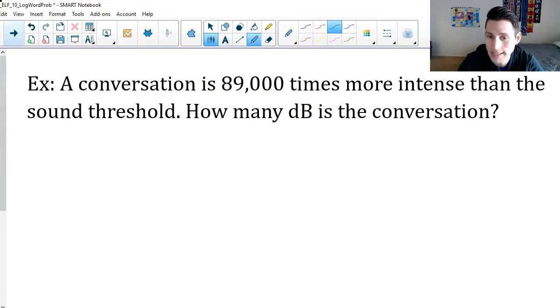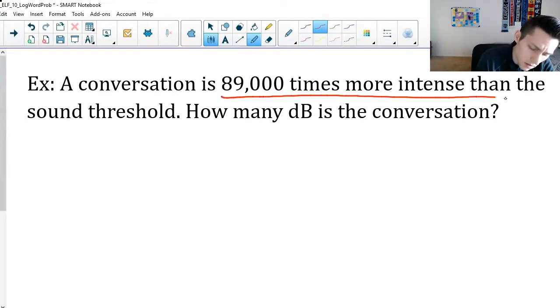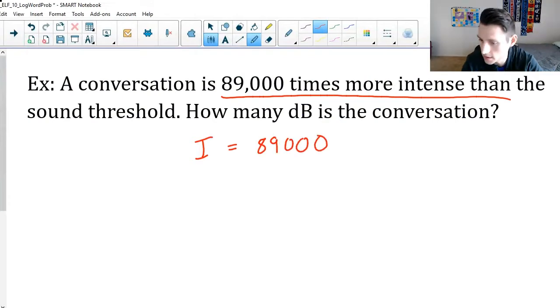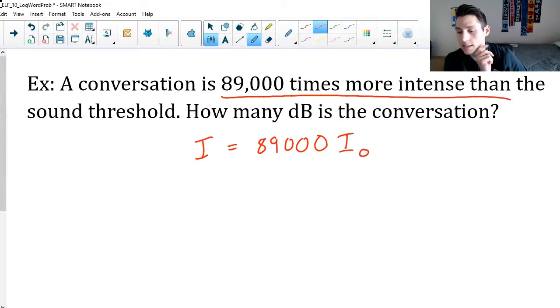A conversation is 89,000 times more intense than the sound threshold. How many decibels is the conversation? So the intensity of this sound is 89,000, but not just 89,000, it's 89,000 times more intense than the threshold sound, so times I0.